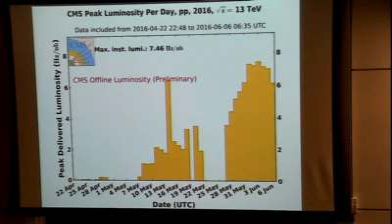This is great because they used to write it in inverse centimeter squared per second, and then they started going to hertz per nanobarn, which you may say both of these units are horrible, but they're not so bad. So what is a hertz per nanobarn? What do we do? We're talking about around 10 hertz per nanobarn.